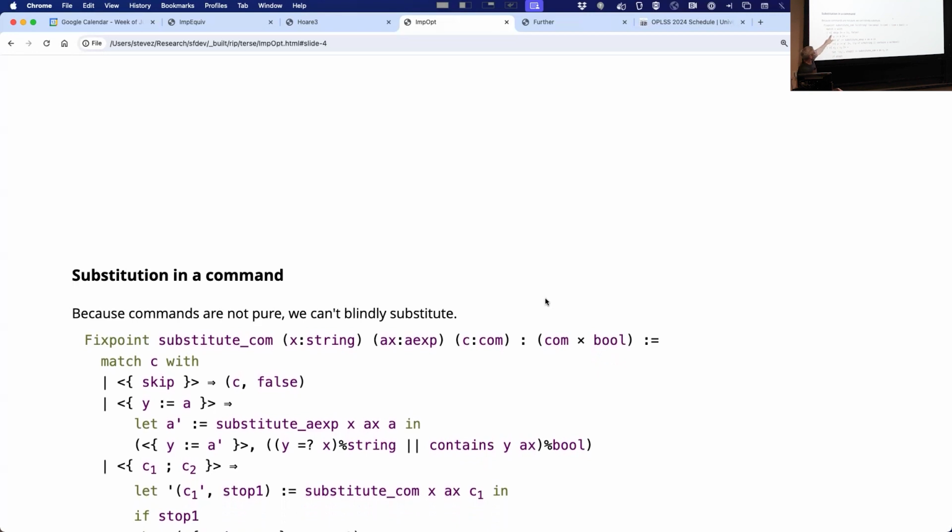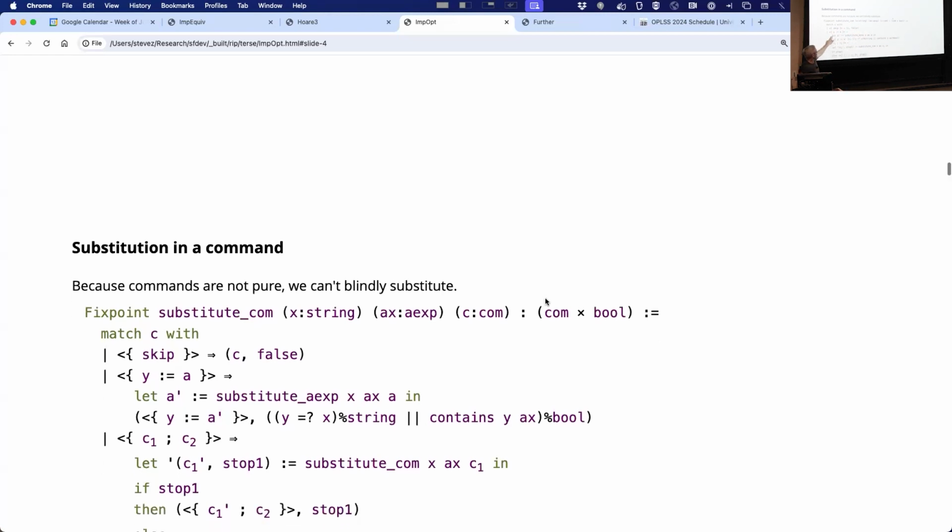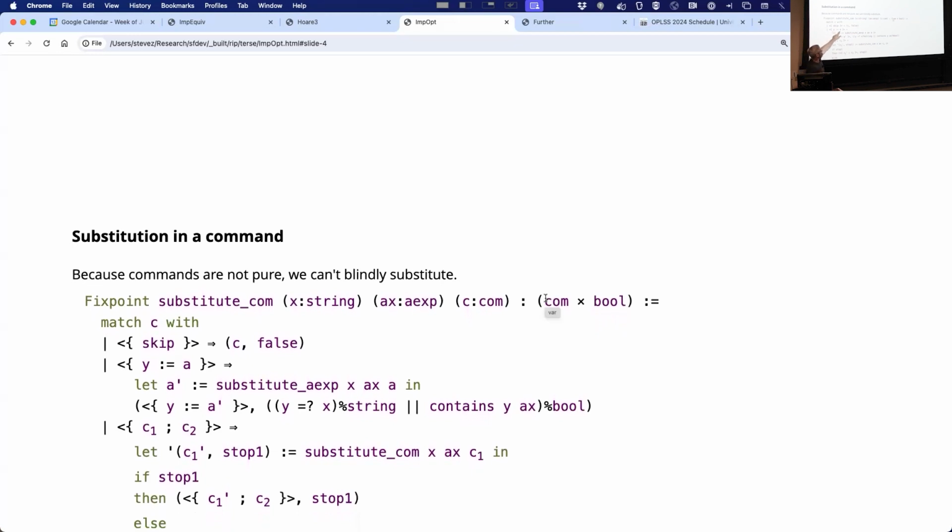Just as an example, skip substitution does nothing, and it doesn't affect the value of x or ax, so that's fine. If we have an assignment, we want to call our arithmetic substitution operation on the right-hand side of the assignment. Let's call that A prime. That's going to be the result of our substitution. We also have to indicate whether we mutated either x or the meaning of ax.